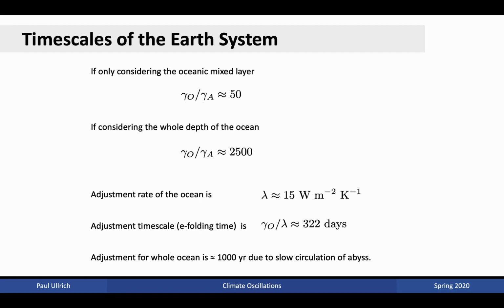If we use an adjustment rate of about 15 watts per meter squared per Kelvin, taken from observations, then what we find is that the adjustment timescale for the mixed layer of the ocean is about 322 days. That is, cooling down the mixed layer of the ocean by a factor of 1 over E would take about 322 days. So obviously it's a very slow process overall. Adjusting the whole ocean takes about 1,000 years. This is in part because of the slow circulation that occurs in the abyssal layer as well.